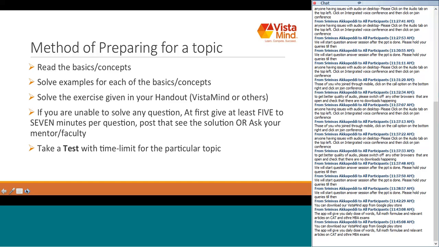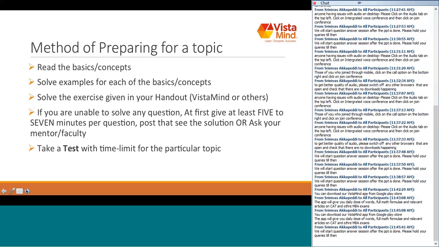Then, once you finish the concept, you finish the exercise of one topic, take the test right away. Take the test right away with a time limit of that particular topic. If you are a VistaMind student, every topic has two tests. Take at least one test immediately after doing the exercise. Review the marks and redo some of the concepts which you might have gone wrong. This is important. You test, review the test then and there.